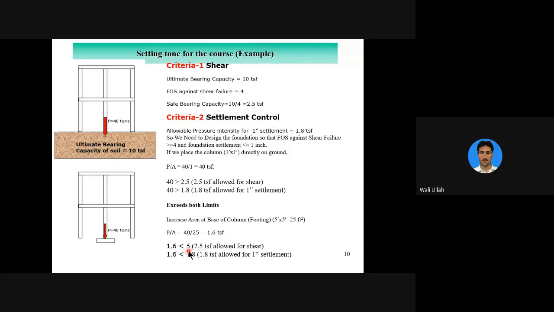Yeah, this is 2.5, right? So there is no shear failure. The shear failure criteria is satisfied, and 1.6 is less than 1.8. It means the settlement would be less than 1 inch.